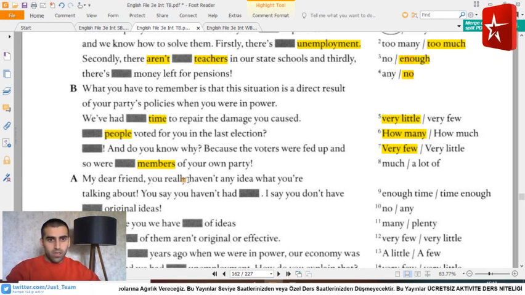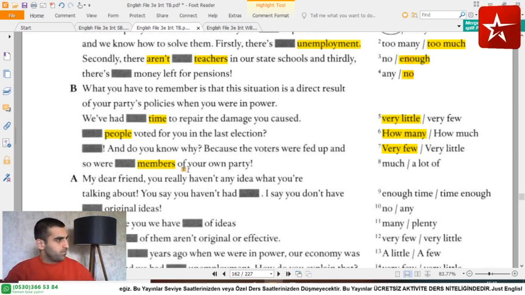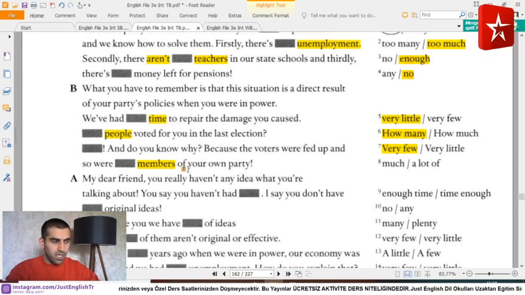So, much members or a lot of members? Ines and Irina say there are a lot of. Yes, a lot of is the correct answer. Great.